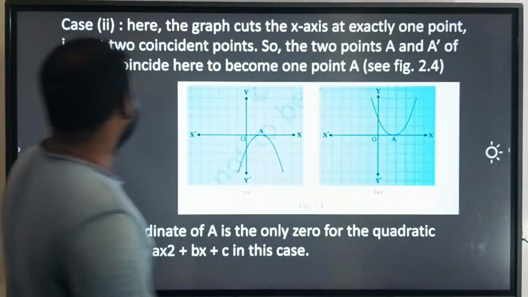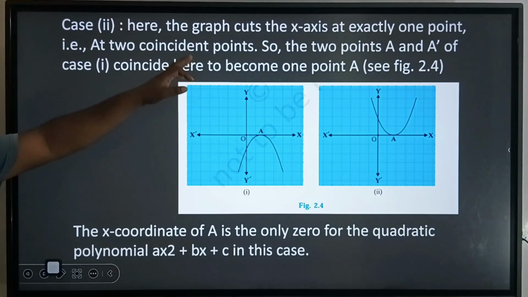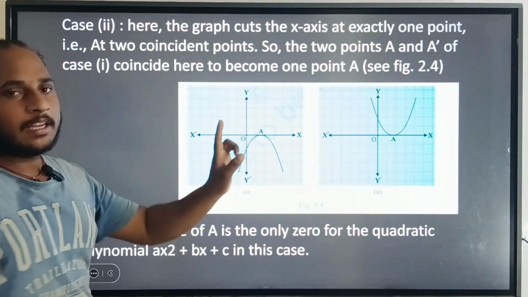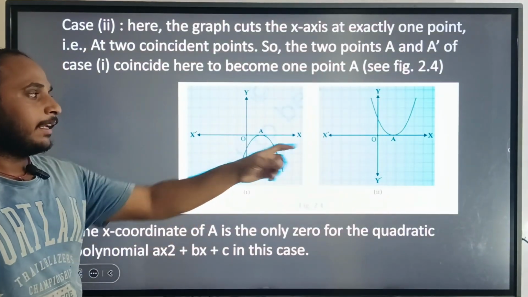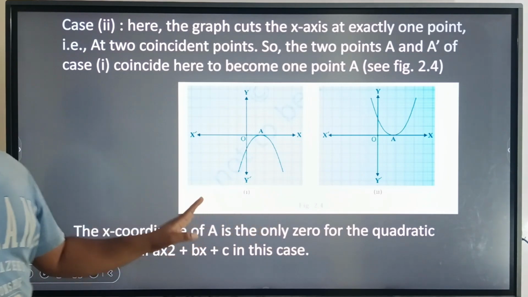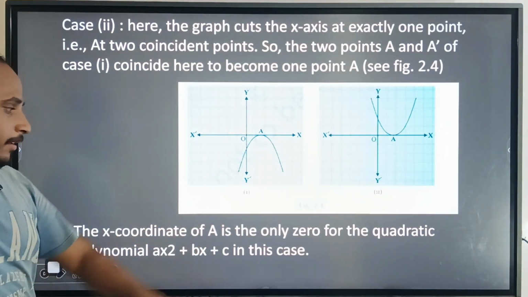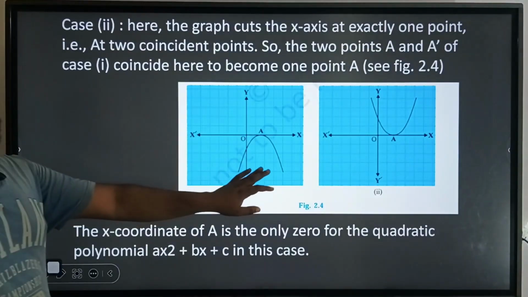Now, case 2. The graph cuts the x-axis at exactly 1 point. So here there is only one common point, A. Here the quadratic polynomial has repeated zeros, that is A comma A. The polynomial has only one zero.